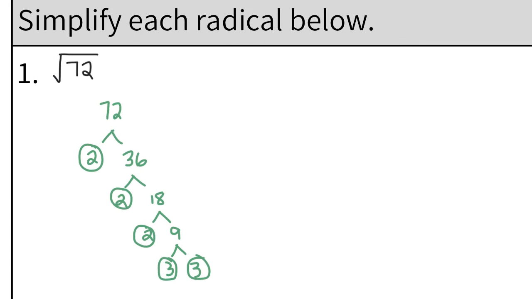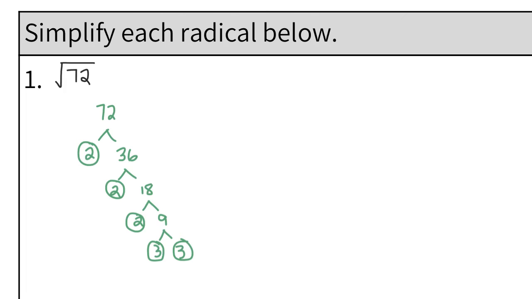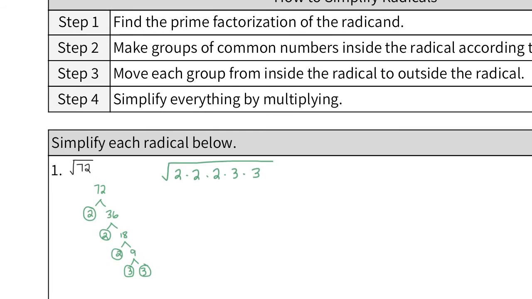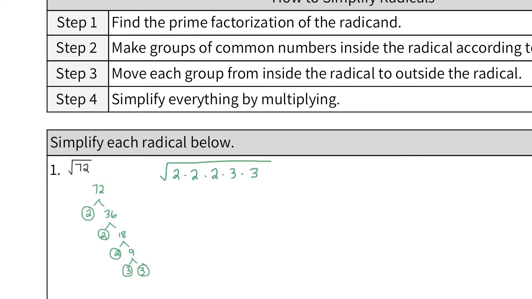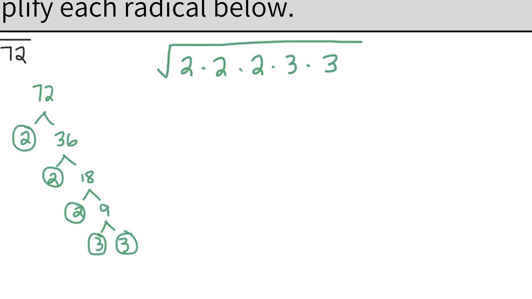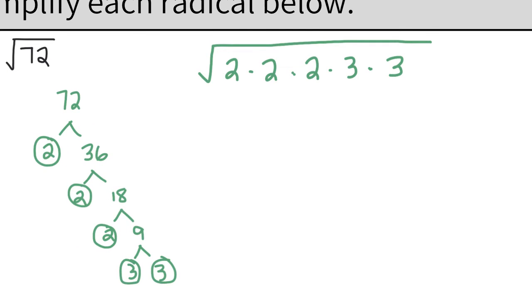So the prime factorization of 72, I'm going to write it with the radical and everything. So my radical symbol is 2 times 2 times 2 times 3 times 3. Okay, so now that was just step 1. Step 2 says that we're going to make groups of common numbers according to the index. So since index is 2, we're going to make groups of 2, but they have to be the same number. So here's a pair of 2's, and then here's a pair of 3's.